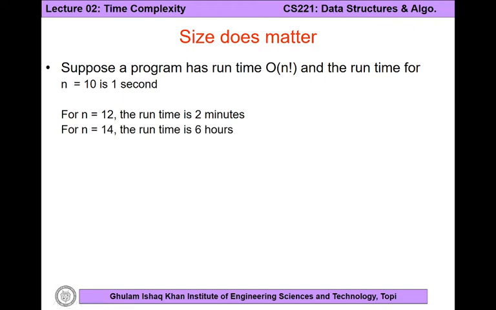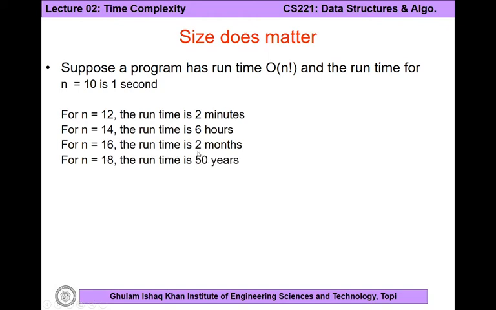Then if we have a slight change in the size of the input, we jump from 12 to 14. It jumps from 2 minutes to 6 hours, right? And then if we jump from 14 to 16, it jumps from 6 hours to 2 months, right? Assuming that 10 steps will take 1 second. And if we jump to 18, it makes a very huge jump. It jumps from 2 months to 50 years.